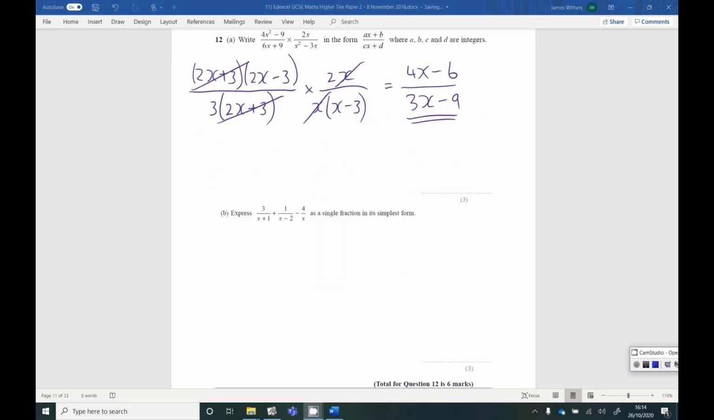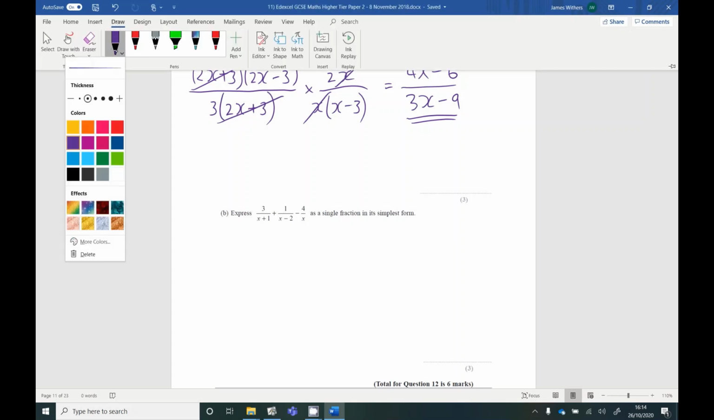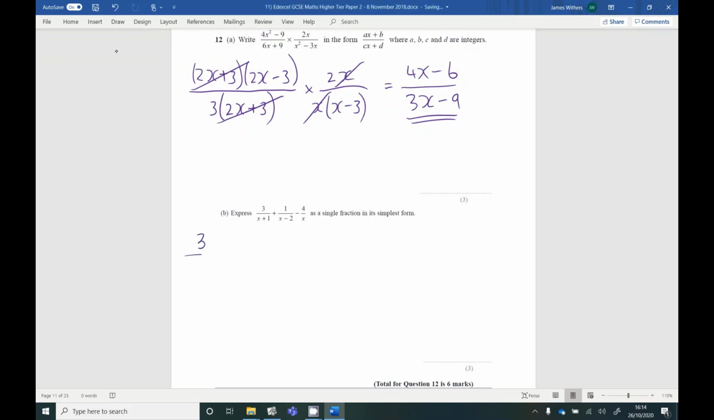For part B, we're going to need to have a common denominator throughout to add and subtract fractions. So I'm just going to give myself a bit more working room. So I'm going to have 3 over x plus 1 is my first term. Then I'm adding 1 over x minus 2, then I'm subtracting 4 over x. That's really my starting point.